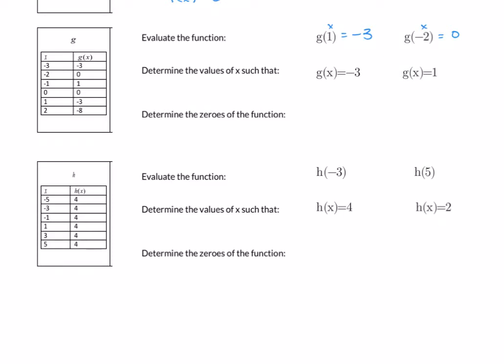All right, for the next question, we have determine the values of x such that g of x equals -3. So where is it equal to -3? Remember, we want to determine the values of x. That means that my -3, I'm looking for it in my g of x column. Well, the first one that we have is here. g of x is equal to -3 when x equals -3.